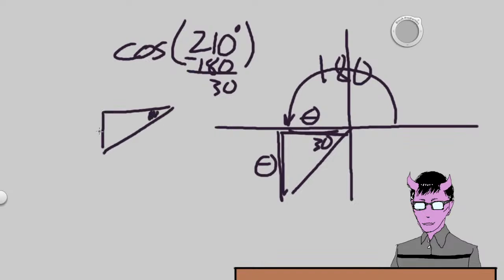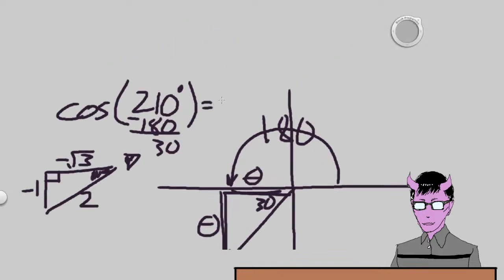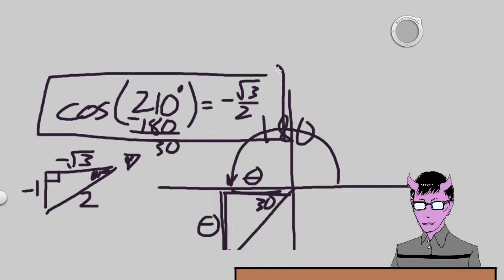This is the 30. It opens up to negative 1. It has a negative root 3 adjacent from this perspective. And then the hypotenuse, almost always going to be positive 2. There it is. What's cosine? Adjacent over hypotenuse. And then we're done.